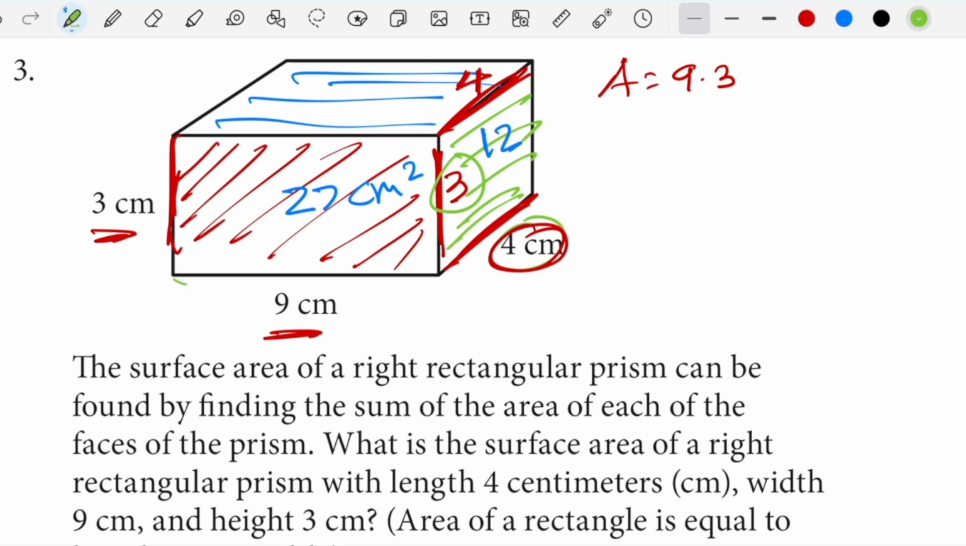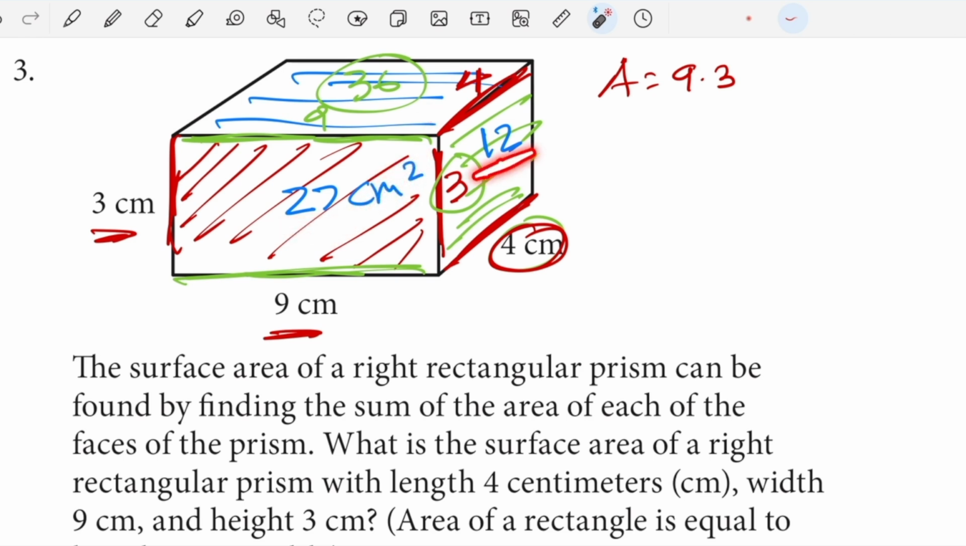And this side is the same as the bottom, which is 9. So this side is 9. Therefore, the area of the top is going to be 9 times 4, which is 36. But remember, those are the three faces that I see. So this 27 is going to have something on the back also, right? The one on the back.